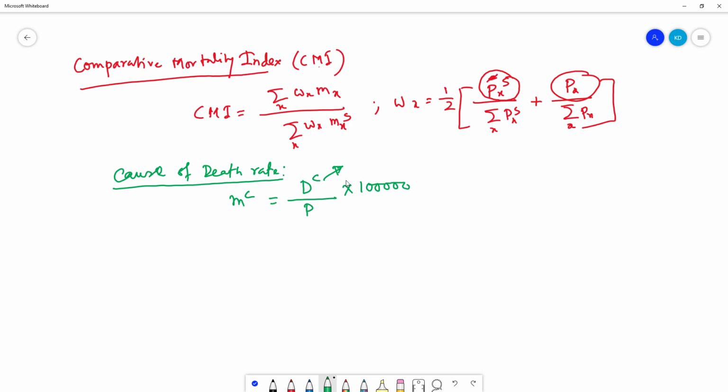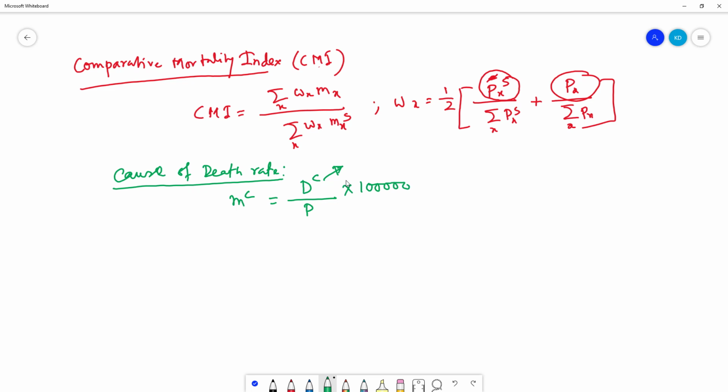And its merits. First, it has a simple interpretation because it gives the number of persons per lakh people dying from the cause C during the given period in a given region. Second, it is also simple to calculate, although it is not as simple as CDR. Third, it is a measure of reduction of the population as a whole from the given cause.